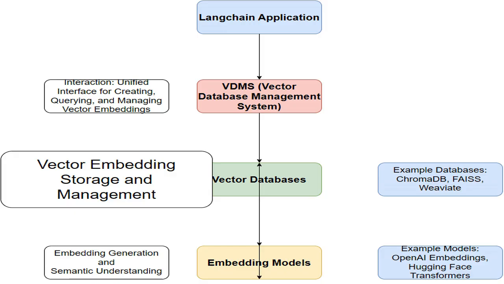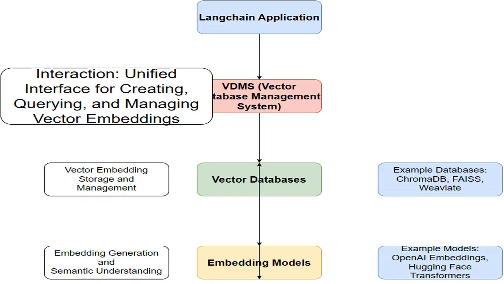Now, vector embedding storage involves storing vector embeddings in a database or system, while management includes indexing, querying, and updating the embeddings. A unified interface allows interacting with different vector databases using a consistent set of commands or functions, making it easier to switch between databases.